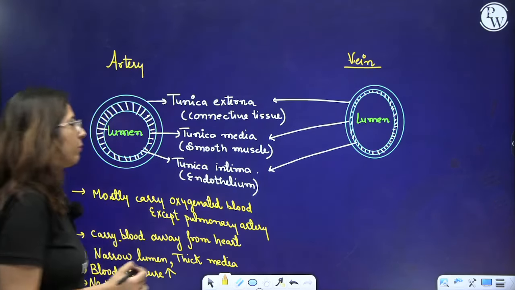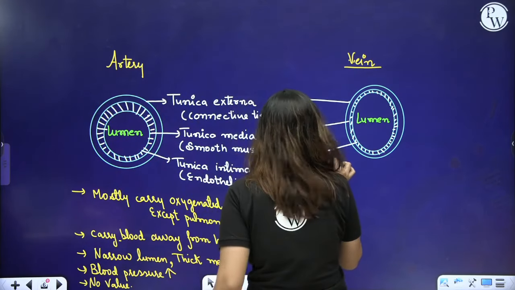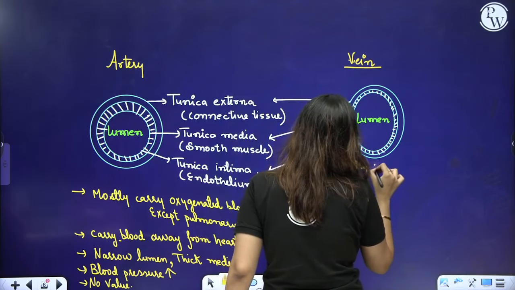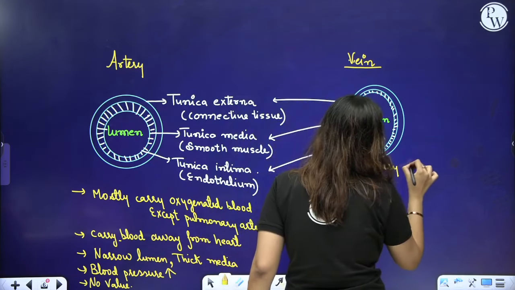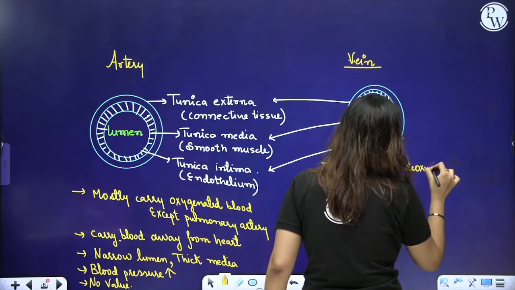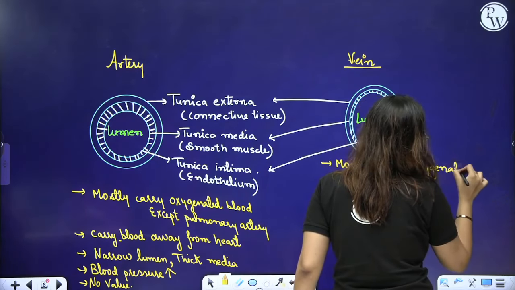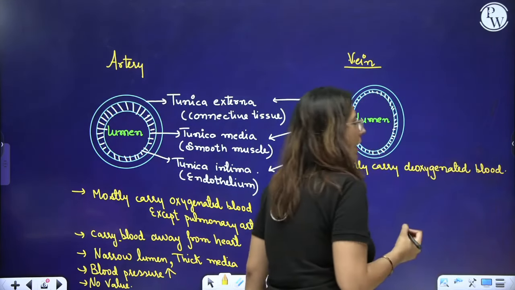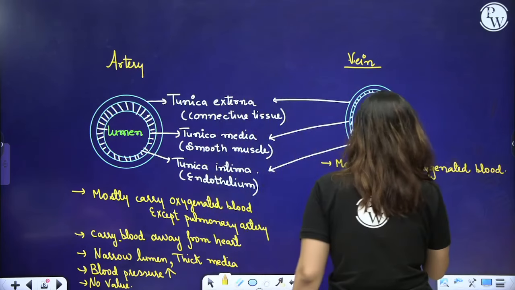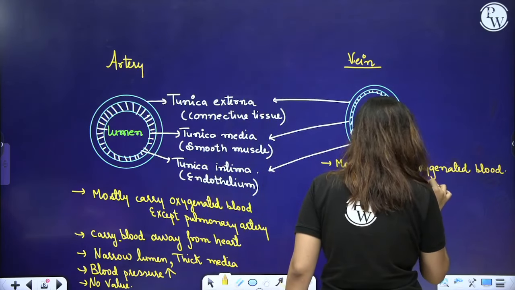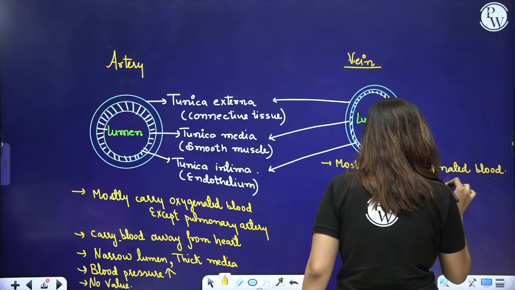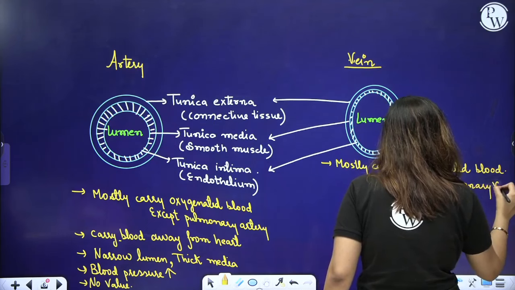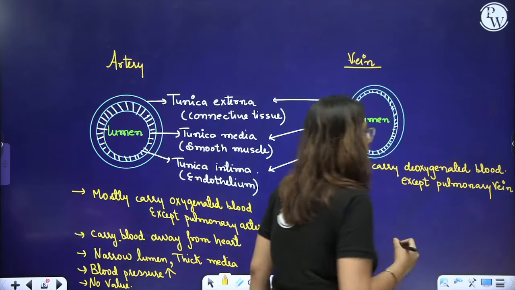Now let's talk about vein. Now vein, the first thing is mostly carry deoxygenated blood. Right? And we have an exception also, except pulmonary vein, which carries oxygenated blood.